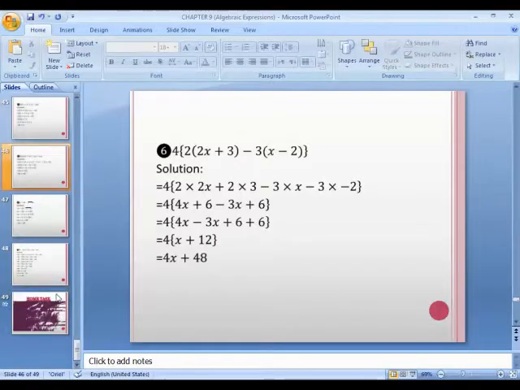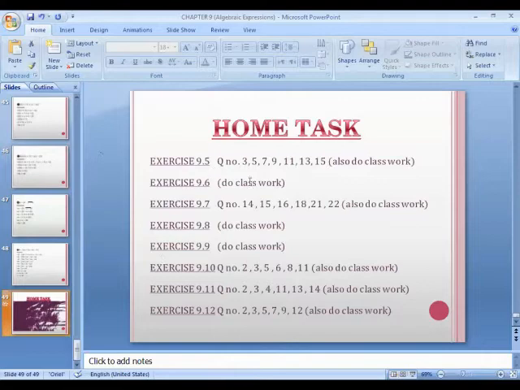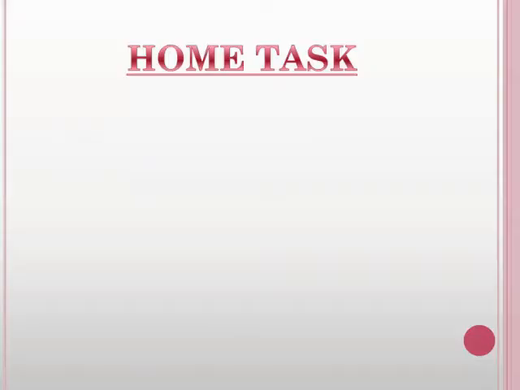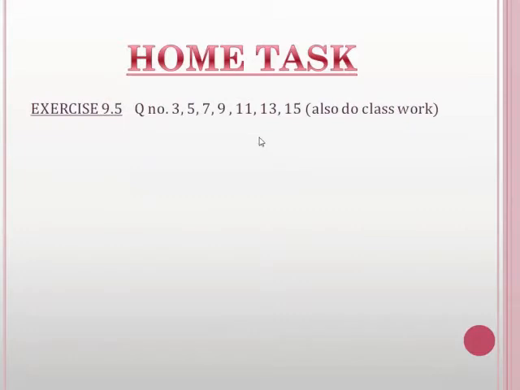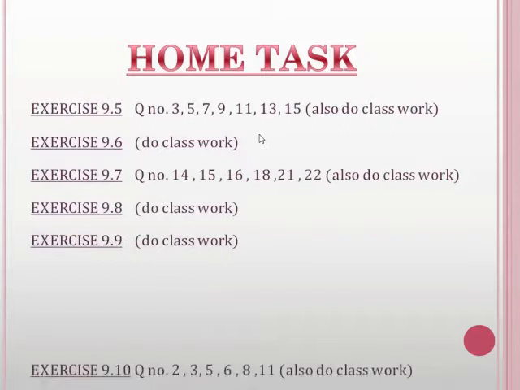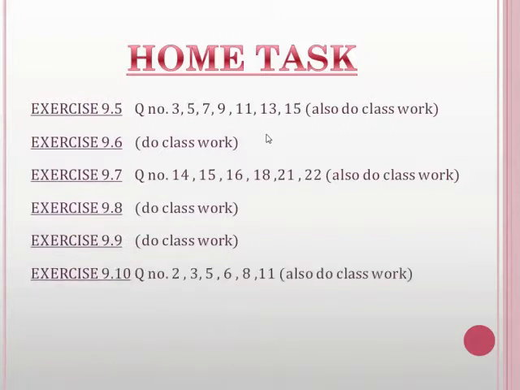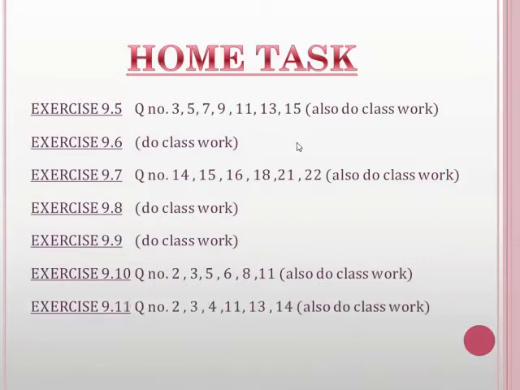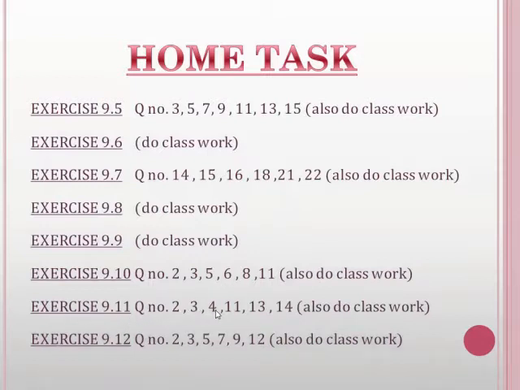Now hopefully students, you will understand all the work of this. This is your home task. The home task is from exercise number 9.5. You do these questions. From exercise number 9.6, you only do the classwork. From exercise number 9.7, you do questions number 14, 15, 16, 18, 21, and also do the classwork from exercise number 9.8. Do the classwork of 9.9, also do the classwork from 9.10, questions number 2, 3, 5, 6, 8, 11, and also do the classwork from exercise number 9.11. You do questions number 2, 3, 4, 11, 13, 14, and also do the classwork. And from exercise number 9.12, you do questions number 2, 3, 5, 7, 9, 12, and also do your classwork on your fair copies.